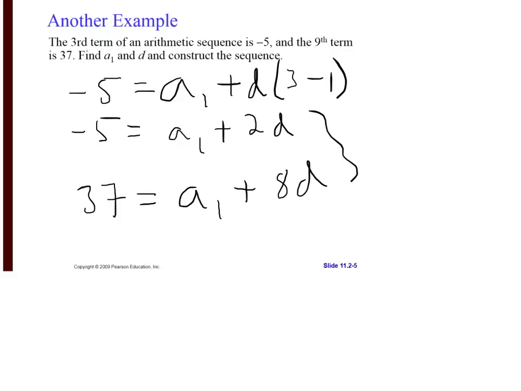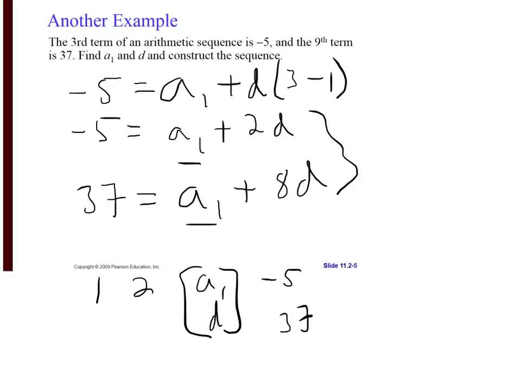Well, if these numbers are coming from the same sequence, it must be those two a sub 1s are the same number. So I could do a system of linear equations. You could do this with matrices if you preferred. You could say 1, 2, a and d equals negative 5 and 37. Here, I can finish setting this up. And what do we got? 1 and 8. So you could type that into a calculator, do inverse matrices, and find your a and d.